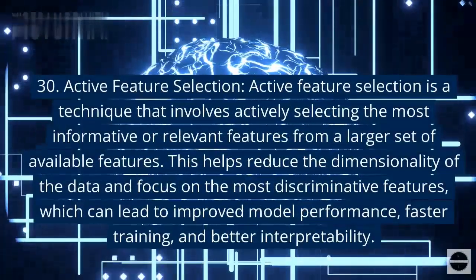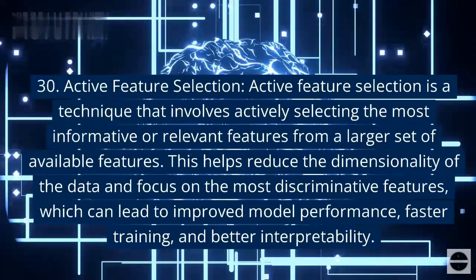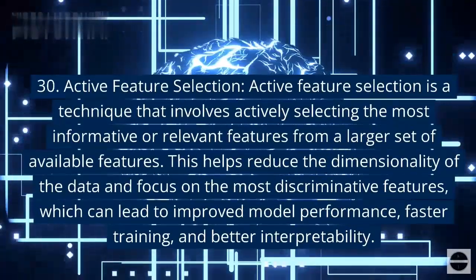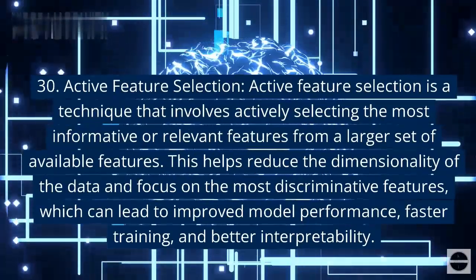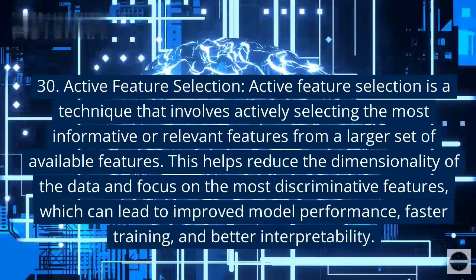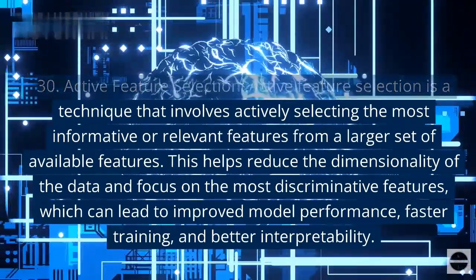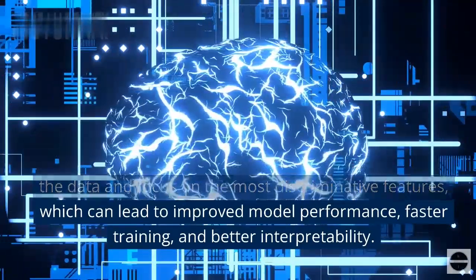(30) Active feature selection. Active feature selection is a technique that involves actively selecting the most informative or relevant features from a larger set of available features. This helps reduce the dimensionality of the data and focus on the most discriminative features, which can lead to improved model performance, faster training, and better interpretability.